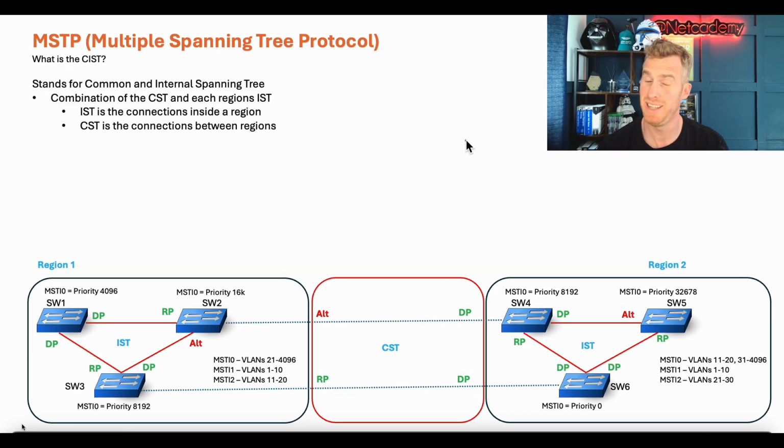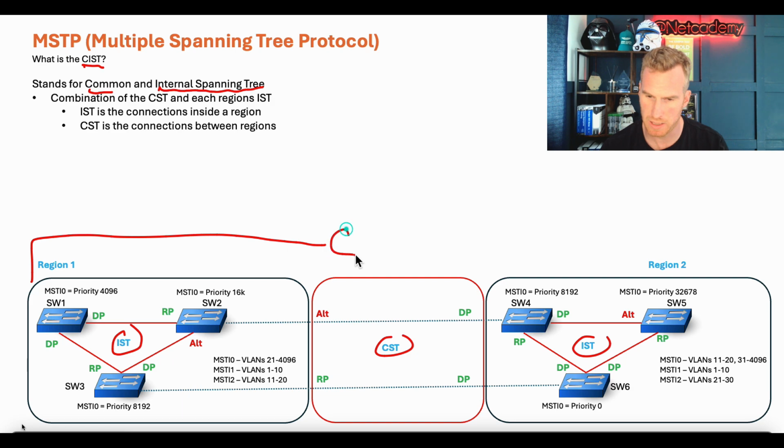And here comes another new acronym, and I promise you this is the last one, the CIST, which stands for Common and Internal Spanning Tree. Now hopefully the name gives it away. What is CIST? It is a combination. It's the aggregation of the IST in region 1, the IST in region 2, and the CST coming together.